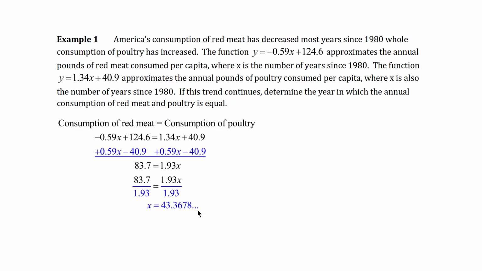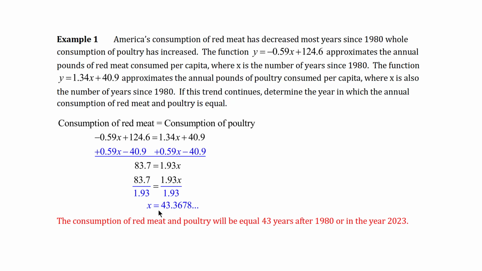For this problem, I'm going to round our decimal value to the nearest whole number, which is 43. This means that the consumption of red meat and poultry will be equal 43 years after 1980, or in the year 2023.